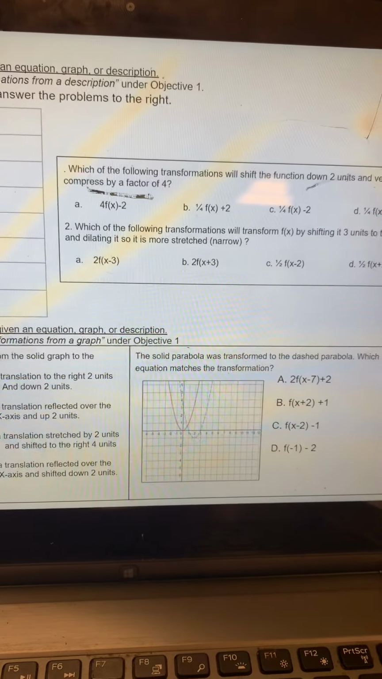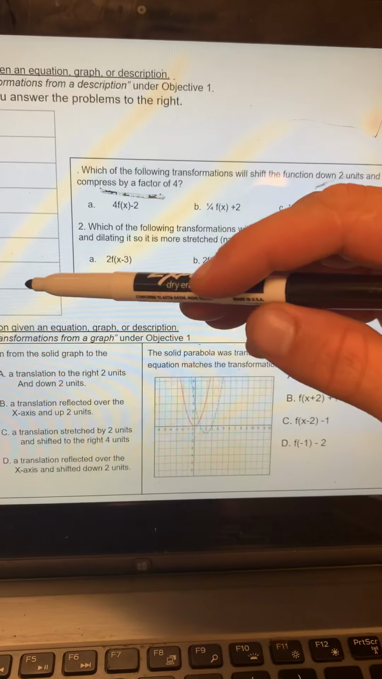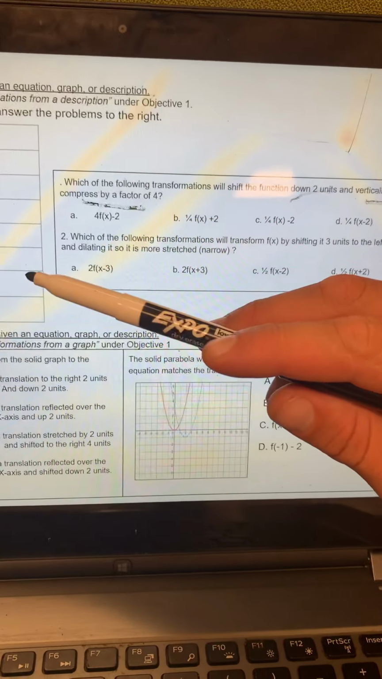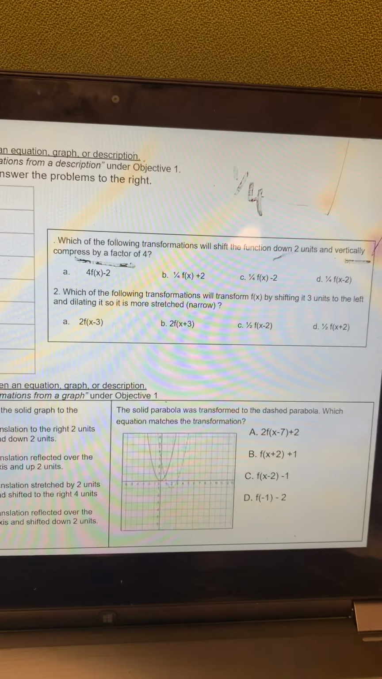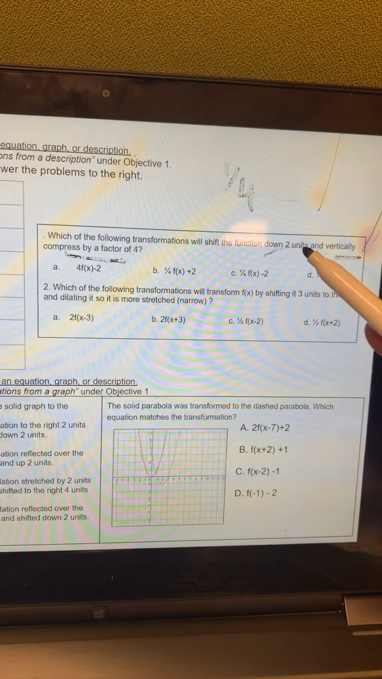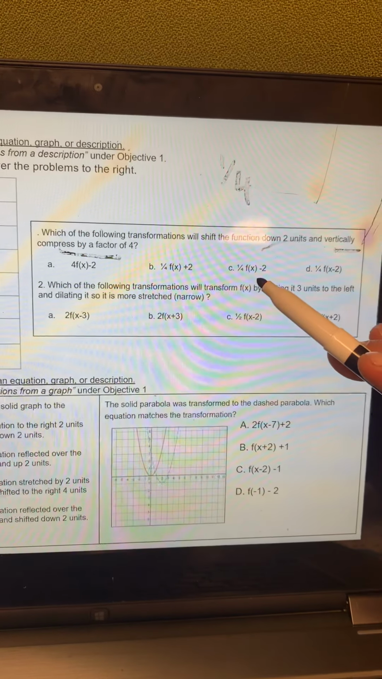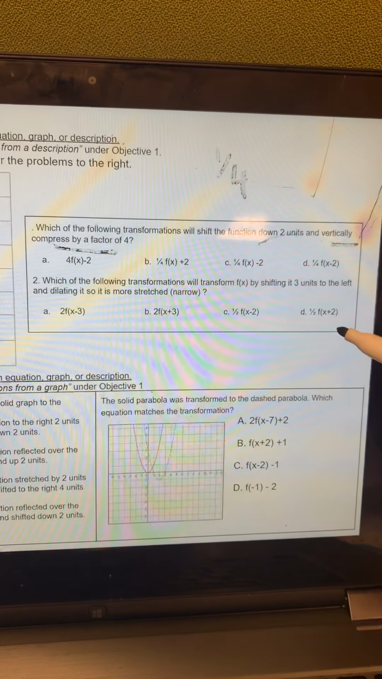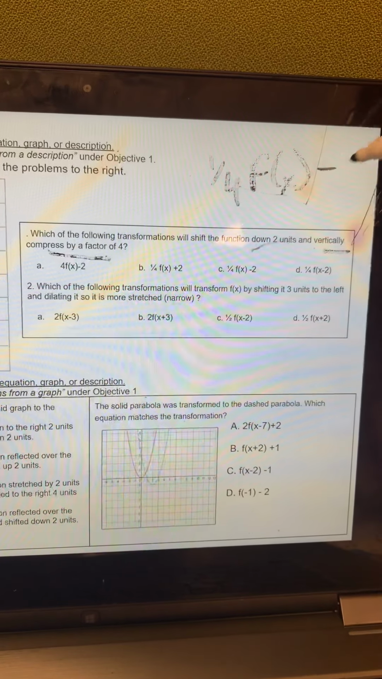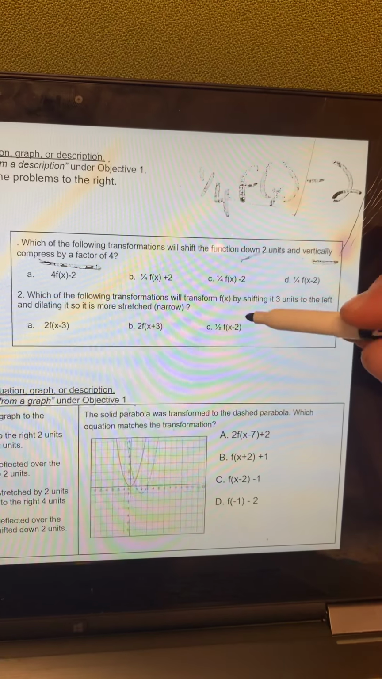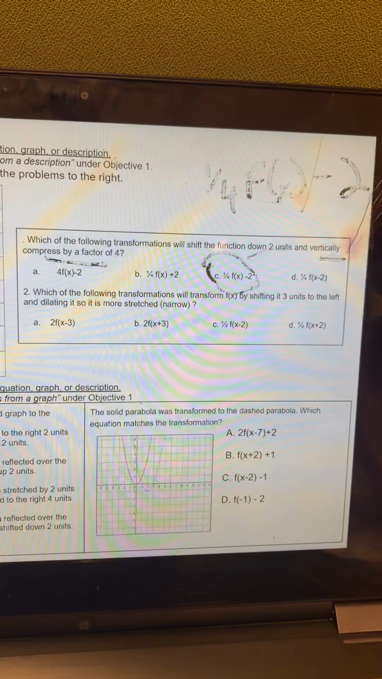So if I'm looking at my notes, you guys can go ahead and look at your notes. Compression of 4 is going to look like this, 1/4, and that's going to go in front. Sorry, that's fading. I didn't know that happened. Okay, 1 over 4 in front. And then down is going to be outside the parentheses. So it's going to be 1/4 f of x minus 2. That looks terrible. Okay, and as you guys can see, that's going to be c.